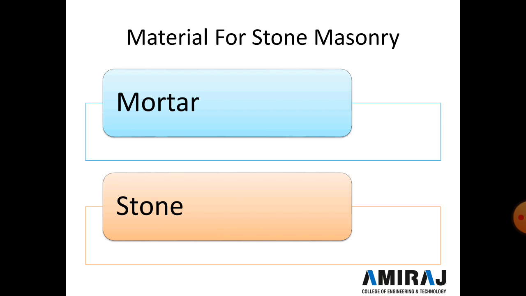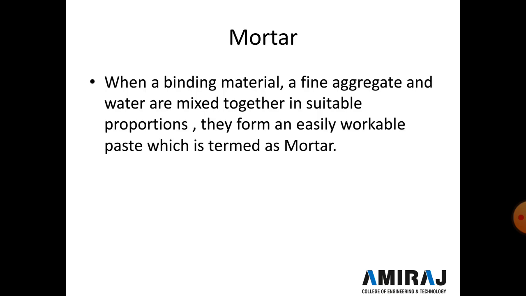So the first one is mortar and the second one is stone. One by one we will discuss them. So what is mortar? When a binding material, a fine aggregate and water are mixed together in a suitable proportion, they form an easily workable paste which is termed as mortar.